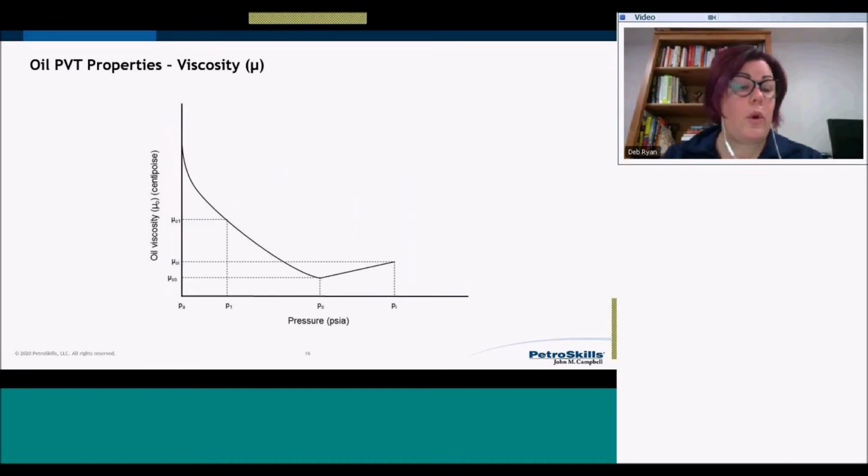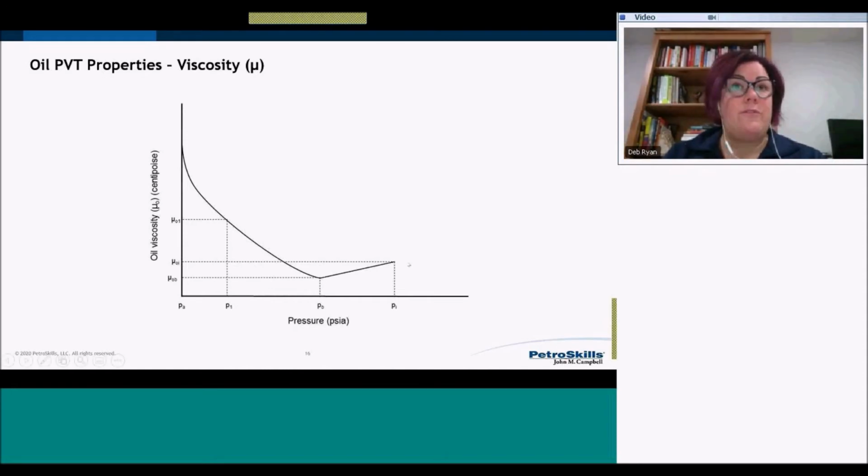And then the third component that's really important, because again, it's part of our Darcy equation flow calculation, is viscosity. Again, we have now the same three: initial pressure, bubble point pressure, and producing pressure, and the resulting oil viscosities in centipoise on the y-axis. So the change in viscosity here, and we have to remember that high viscosity is bad and low viscosity is good in this particular case. So it's an inverse from that formation volume factor.